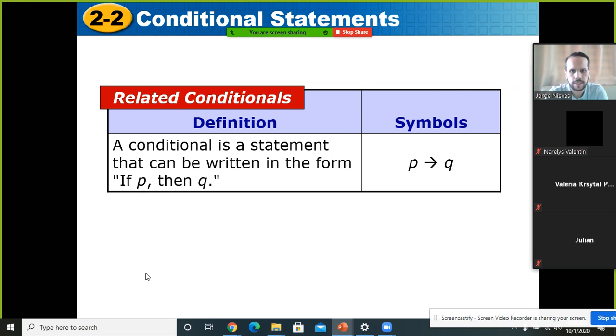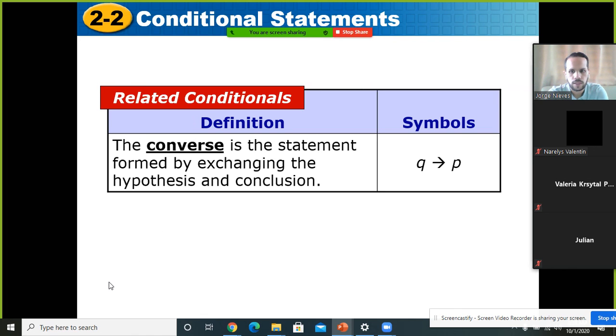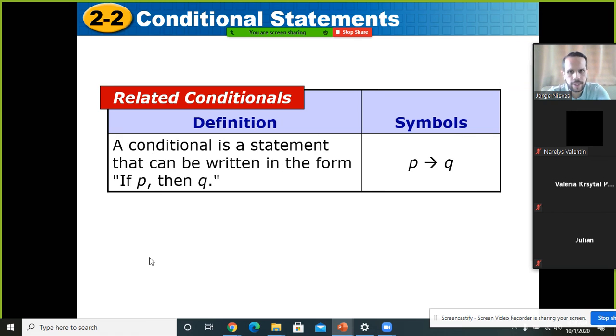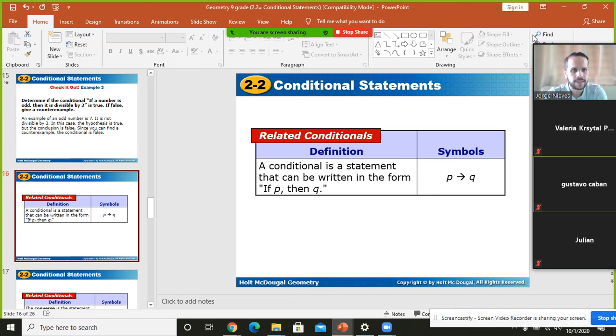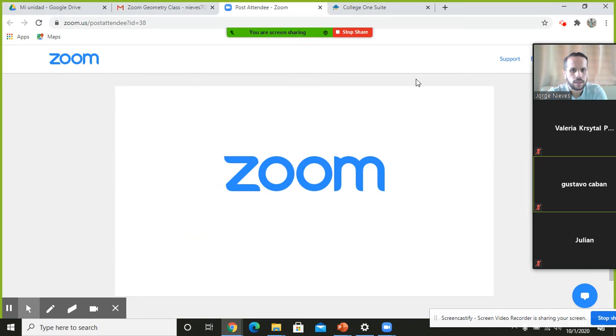Okay, a conditional is a statement that can be written in the form if P, then Q. Okay, so hasta aquí vamos a llegar porque lo otro no lo vamos a ver. Okay, pregunta hasta aquí, mi gente. Okay, ahora voy a decirle qué tienen que hacer. Recuerde, lo otro de la lección no lo vamos a ver en clase formal.